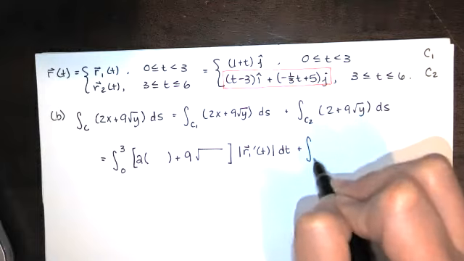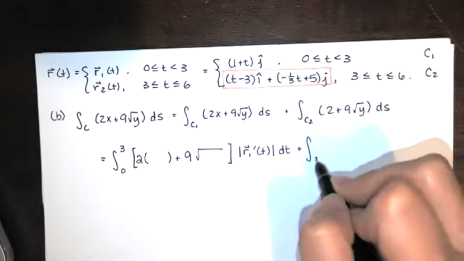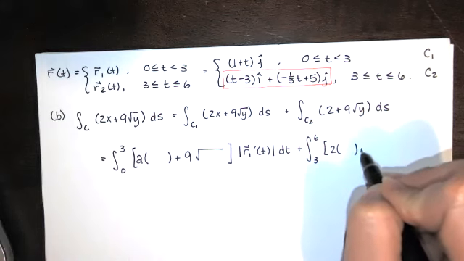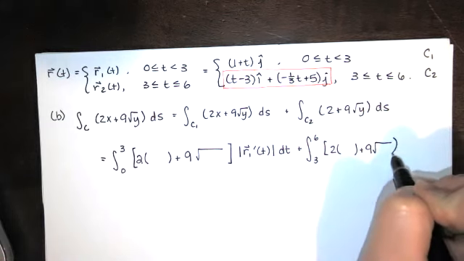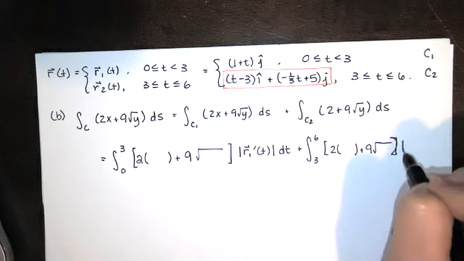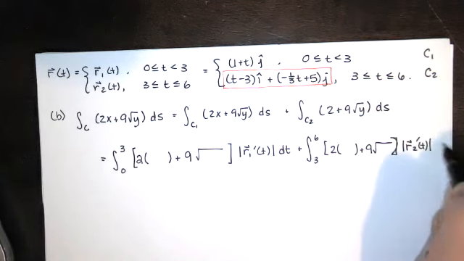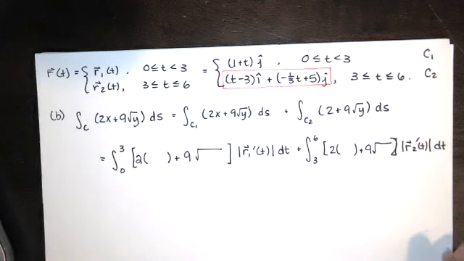And then we're going to do the same thing over here. t will go from 3 to 6, though, this time. We'll have 2 times our x value plus 9 times the square root of our y value times the magnitude of our r2 prime of t dt.